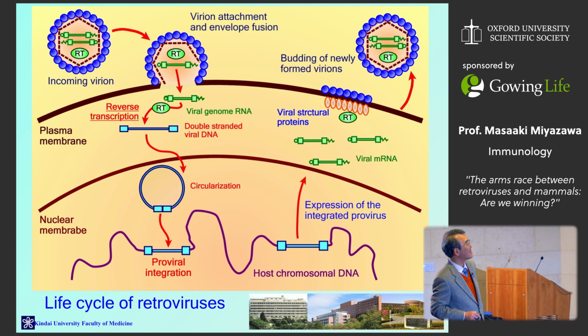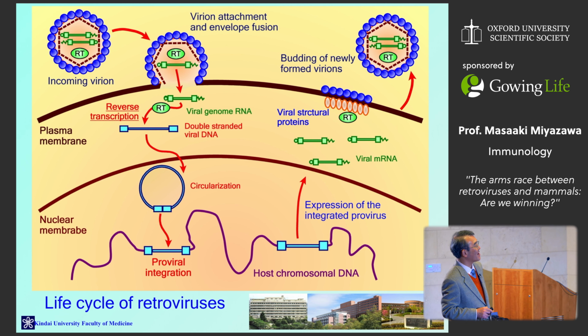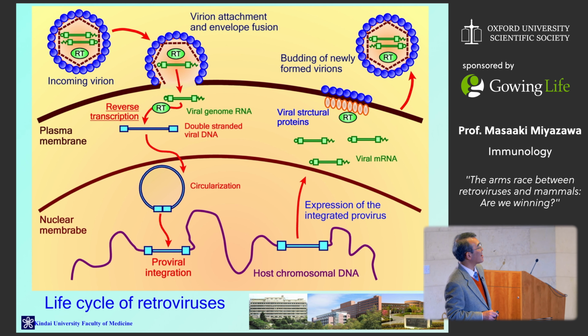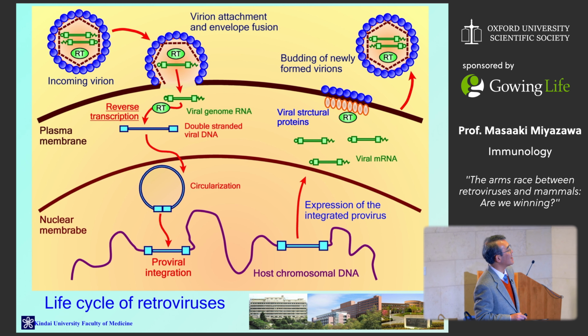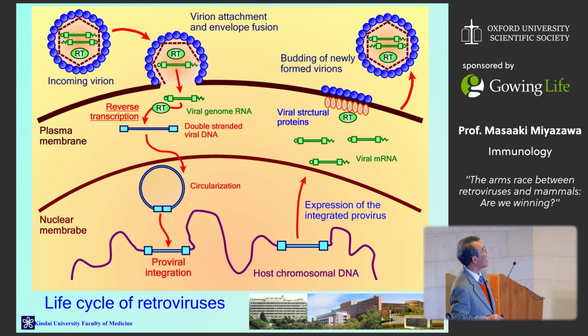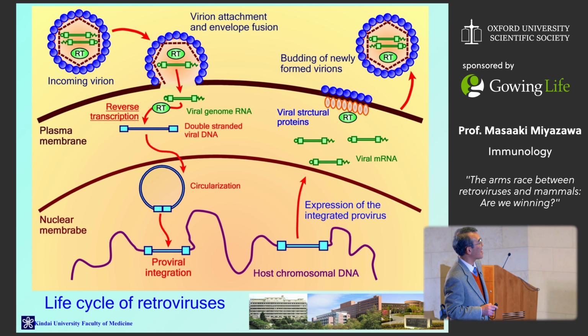So this is the life cycle of retroviruses. The incoming virus particle first attaches on the surface, the cell membrane, of the target cells using the surface protein to bind the cell surface molecules as a receptor.